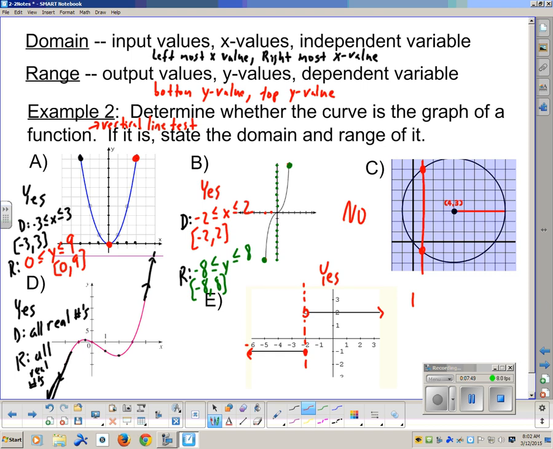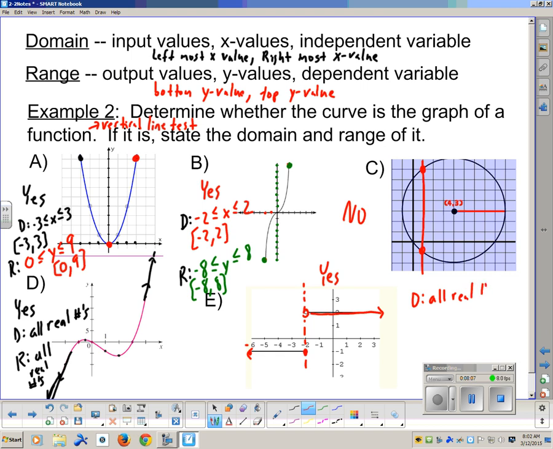Because that's true, you're going to keep getting more and more negatives to the left here. And then over up here, on the top graph, you're going to keep getting bigger and bigger x values to the right. So your domain here is all real numbers.